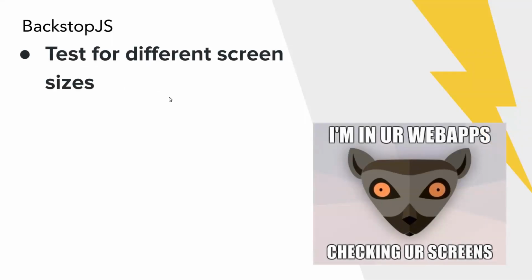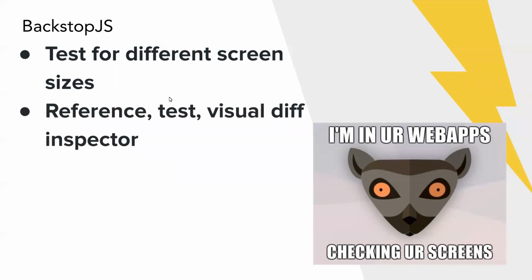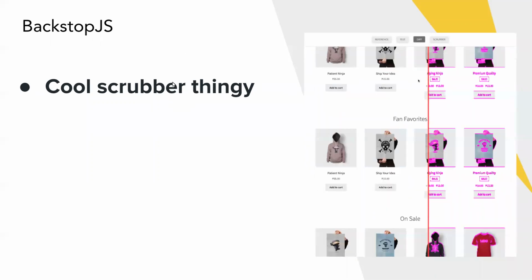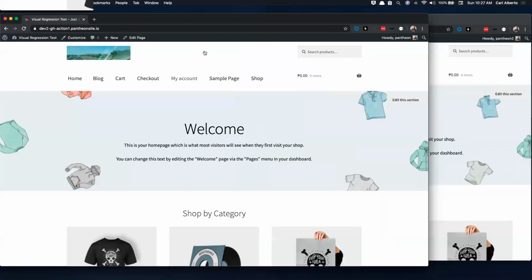A good thing about backstop.js is you can test for different screen sizes. You have references for the usual features that you have in visual regression tools, the reference and a test. And the one that you're going to love is the visual diff inspector, the cool scrubber thing that they call it, where you can see what changed using a scrubber. So let me get a sample of that one.